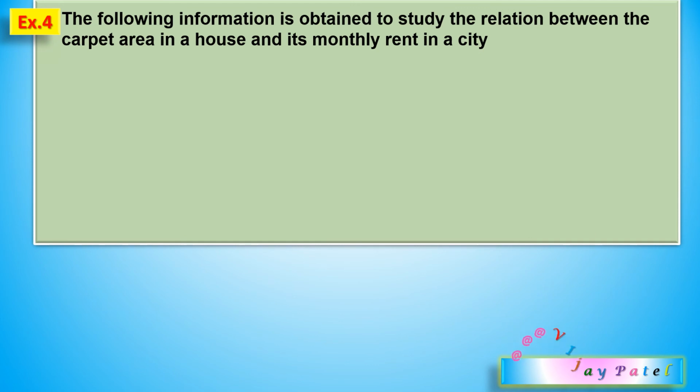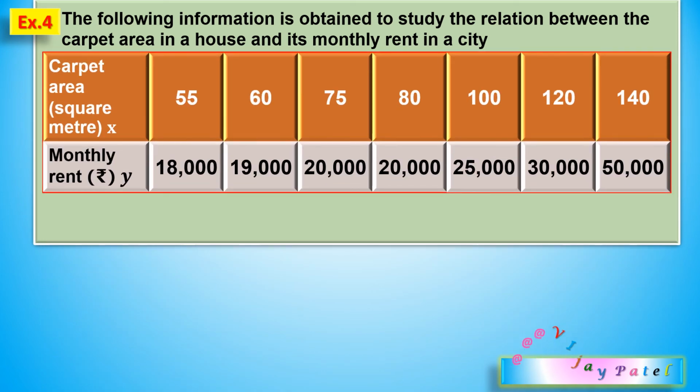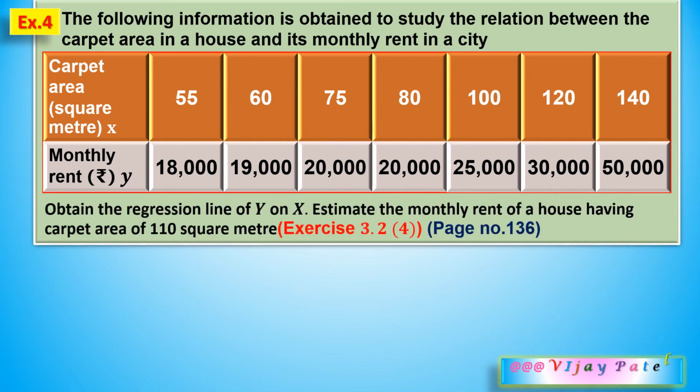Let's see another example, example number 4. The following information is obtained to study the relation between the carpet area in a house and its monthly rent in a city. Carpet area in square meter is denoted by variable x: 55, 60, 75, 80, 100, 120 and 140. Monthly rent in rupees is denoted by variable y: 18,000, 19,000, 20,000, 20,000, 25,000, 30,000 and 50,000. Obtain the regression line of y on x. Estimate the monthly rent of a house having carpet area of 110 square meter.